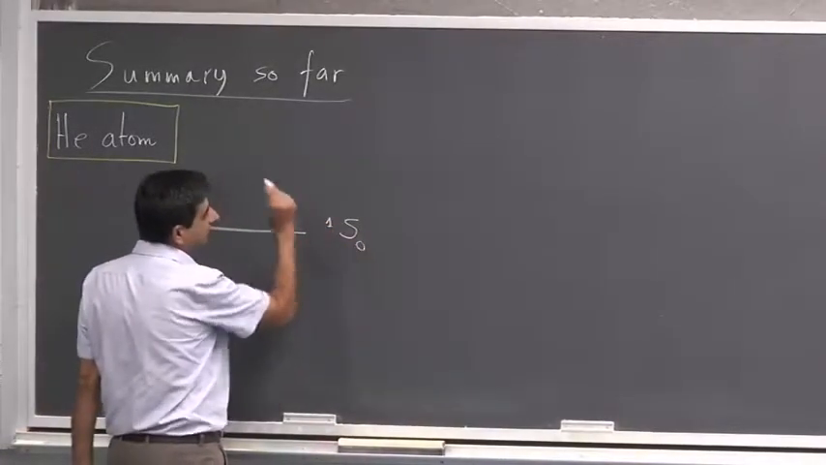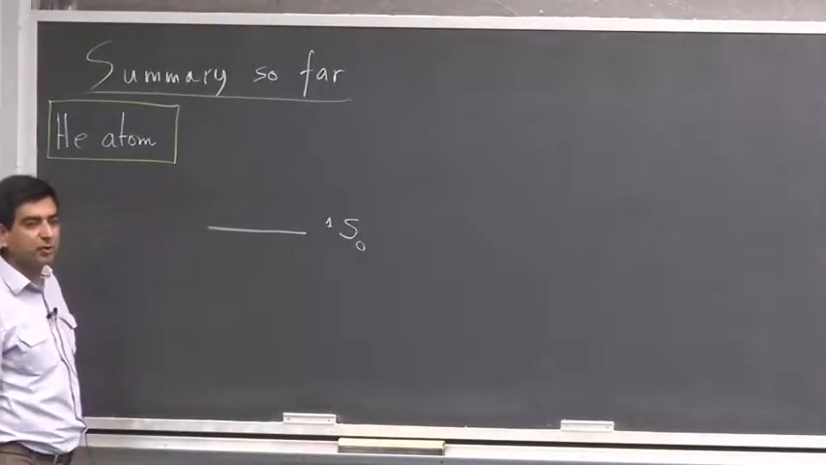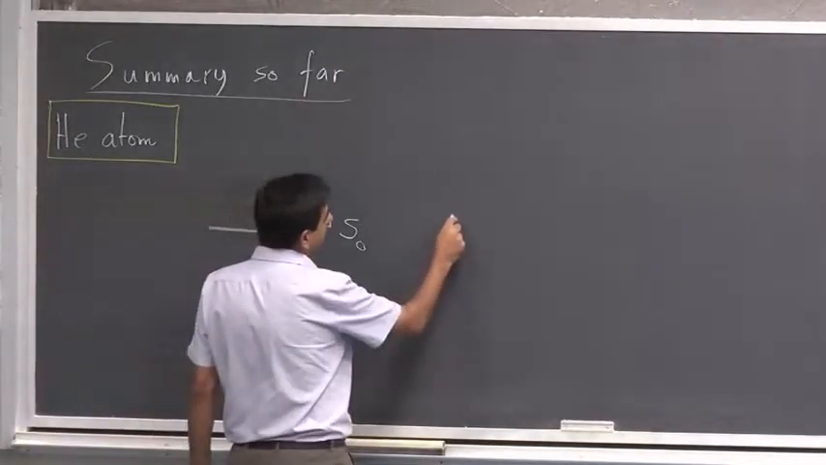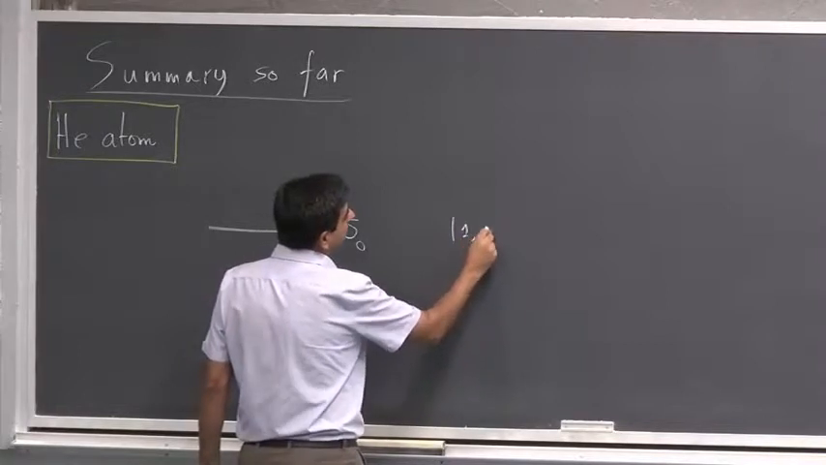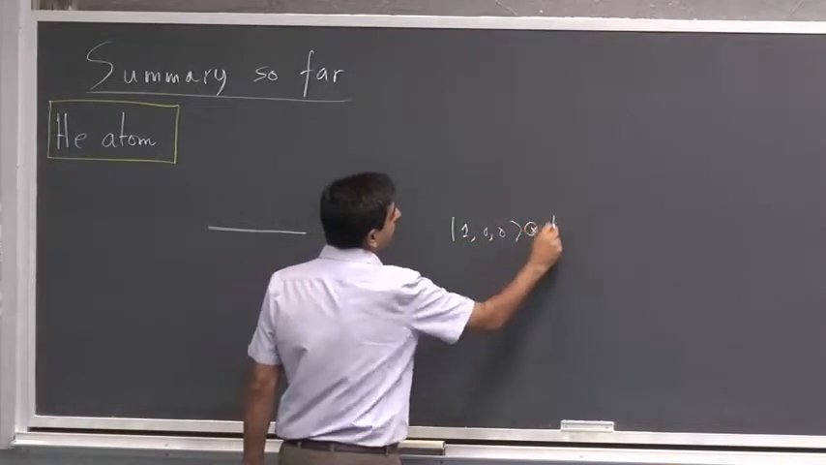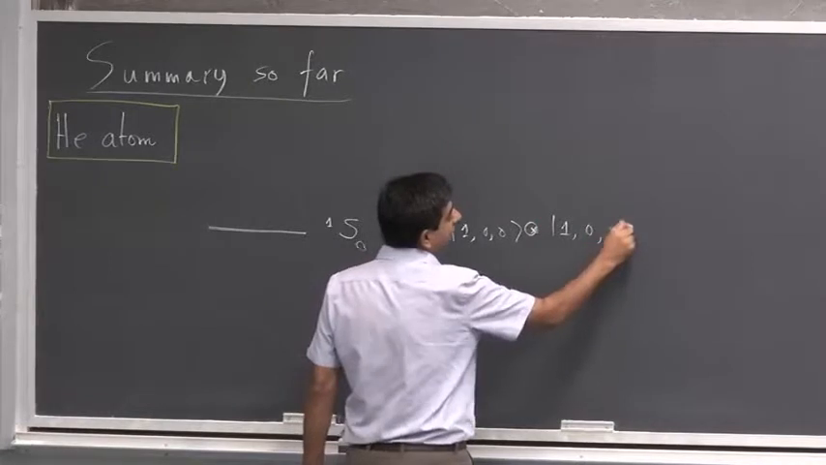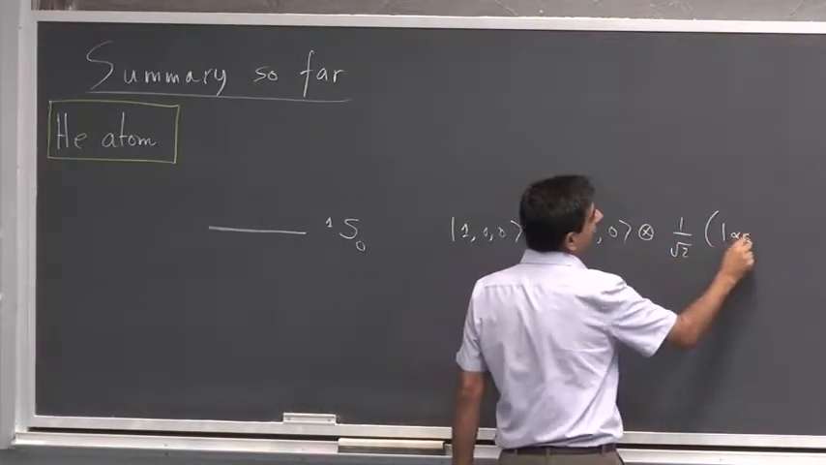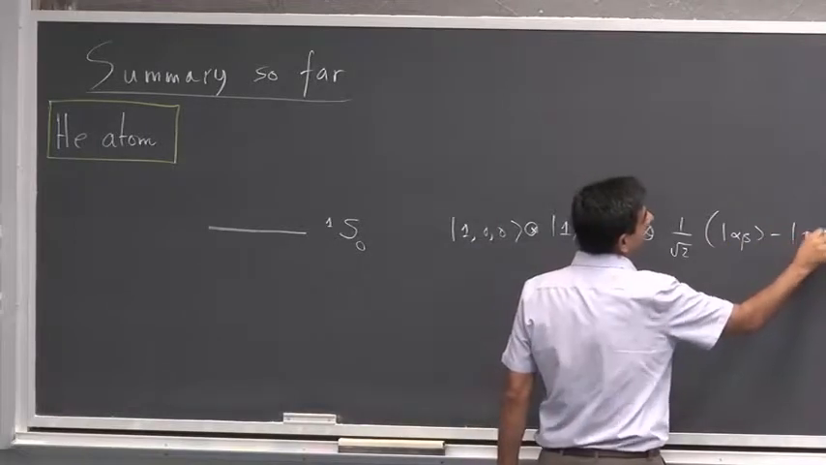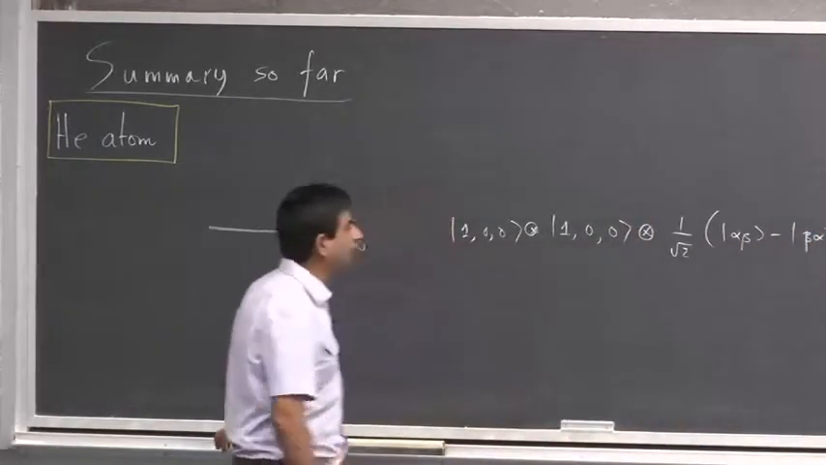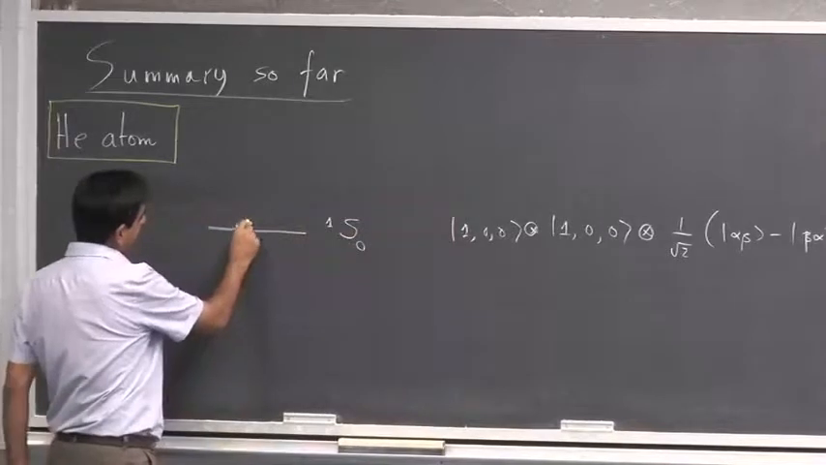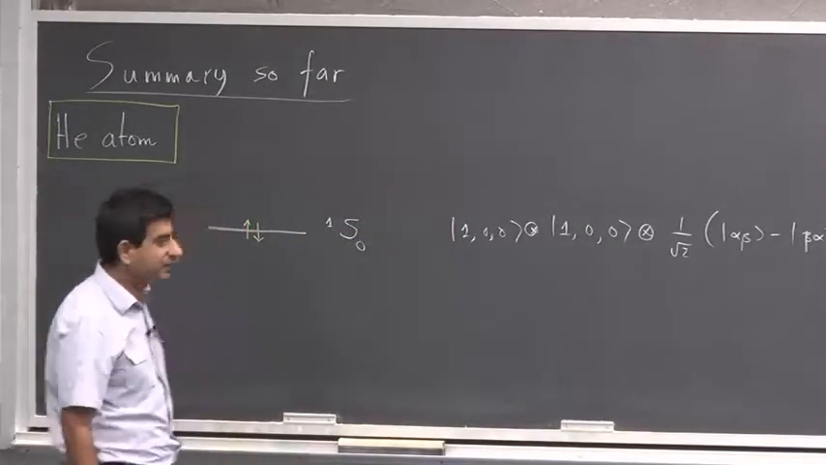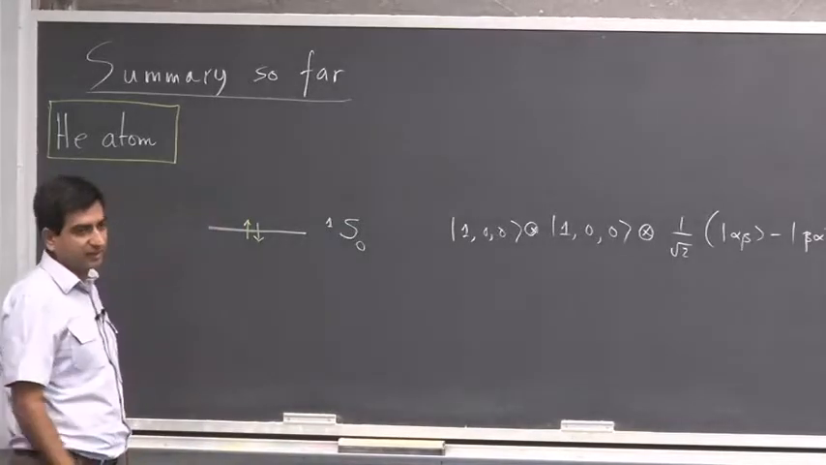1s squared. This corresponds to the spatial state 1, 0, 0 crossed with 1, 0, 0, and this must combine with the singlet state alpha, beta minus beta, alpha. So if there are 2 electrons inside the ground state, they must be antiparallel. They must be the singlet state. And we derived the energy for the singlet state.